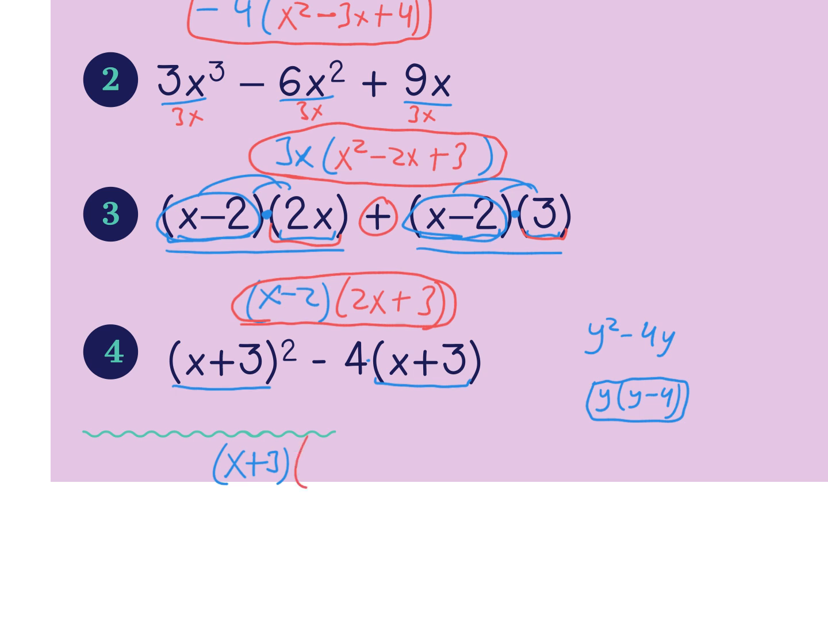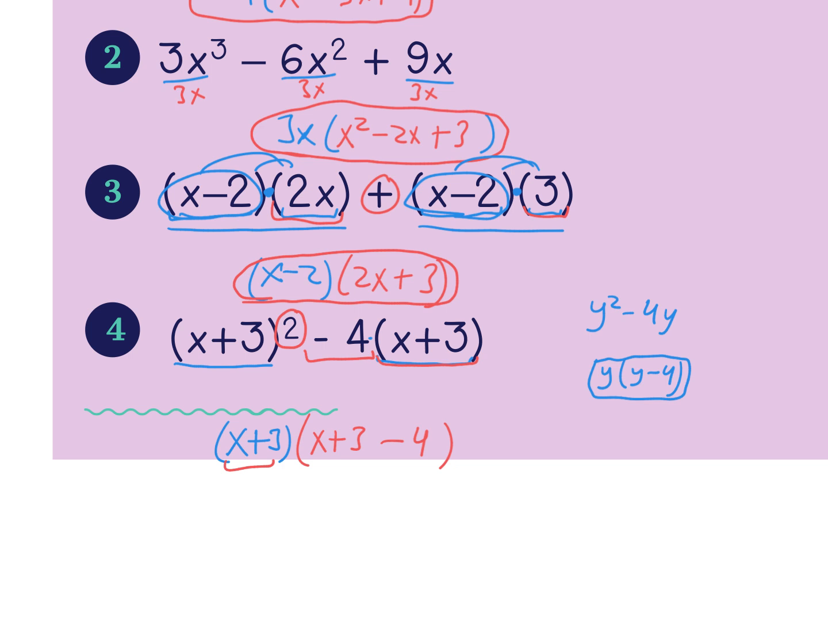Now what's left over is going to be, well, I just took out one of my x plus 3's out of the 2. So then I'm left with one of my x plus 3's. So it's going to be an x plus 3. And then I took out the x plus 3 from here, and I was left with this minus 4. Right, so that's what you're left with.